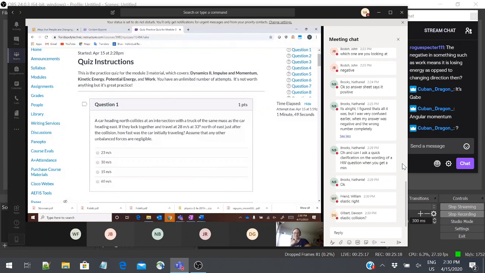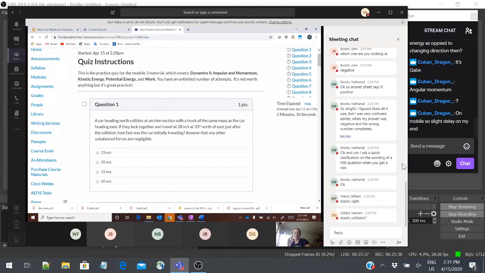Angular momentum. We haven't gotten to angular momentum yet, but momentum, yes. So for momentum, it's definitely a momentum question. It is a collision question. Cole and Dawson both suggested elastic. It is not. It is an inelastic collision. How do I know that?